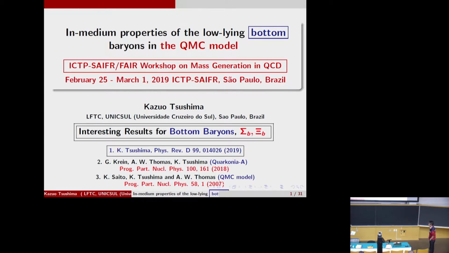Okay. Then gradually I start, and this purpose is to discuss, and I want to ask your opinions and also discussion questions. That is better. And the title is In-Medium Properties of the Low-lying Bottom Baryons, but actually hyperons, strange baryons, charm baryons, everything is included. And this talk's interesting result is for the Lorentz scalar mass of sigma B and cascade B.